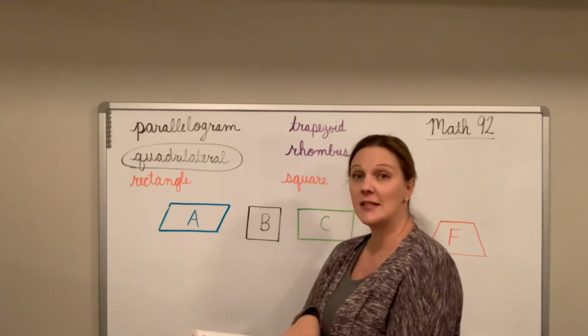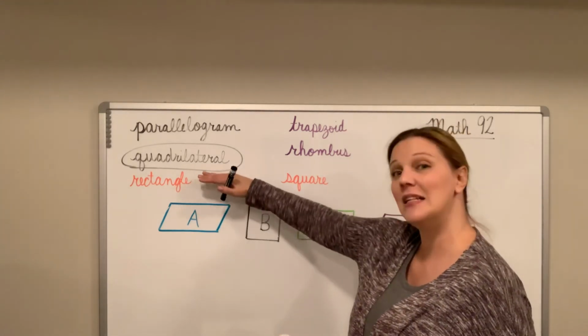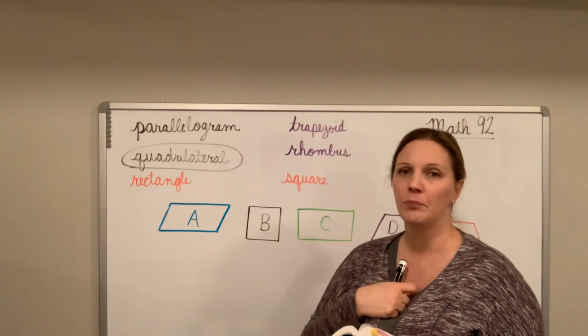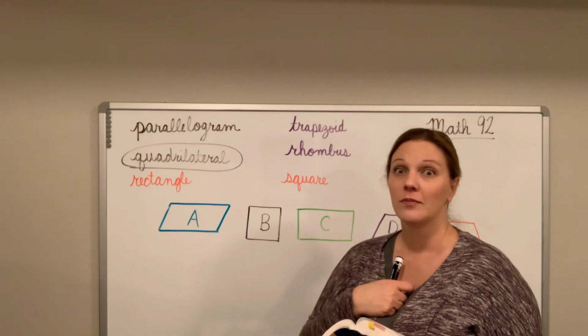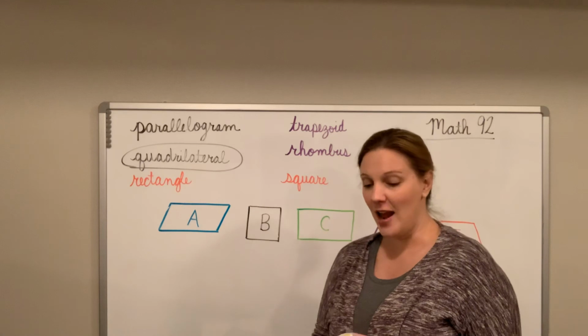Okay, and then last in your book is D, and it is a quadrilateral, but in addition to quadrilateral, it has one more label that's up here. Take a look, find the one label for me. Think about it. If you said trapezoid, you're right. All right, so nice job.